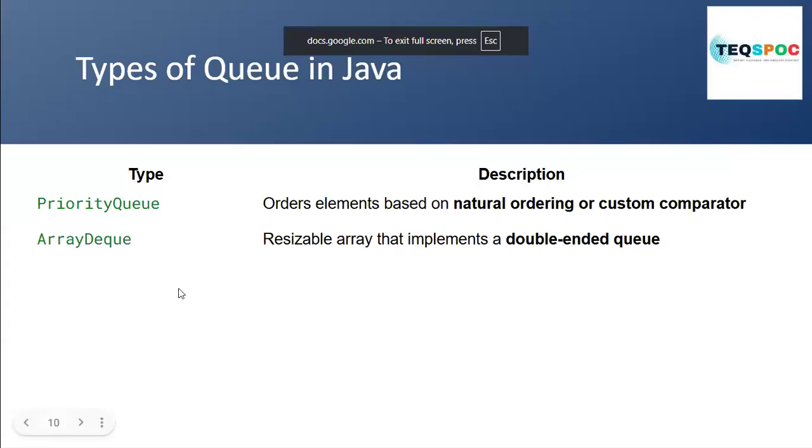So what is basically a priority queue? Priority queue is a queue which has a priority associated with each element. A higher priority element is served before a lower priority element. That is the priority queue, and it is a class. Then you have the DQ interface. The DQ interface is a double-ended queue. Elements can be added and removed from both ends. The DQ interface is implemented with the help of array DQ.